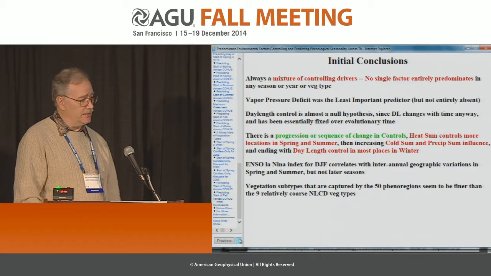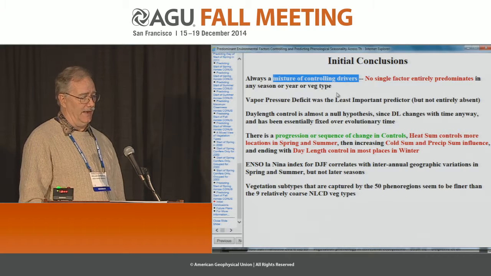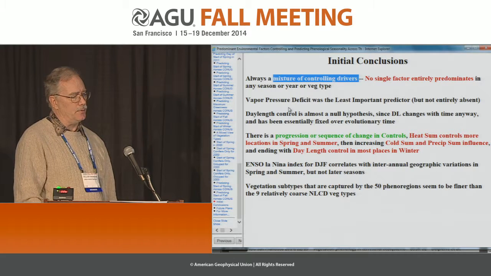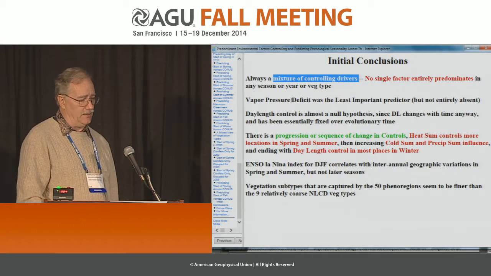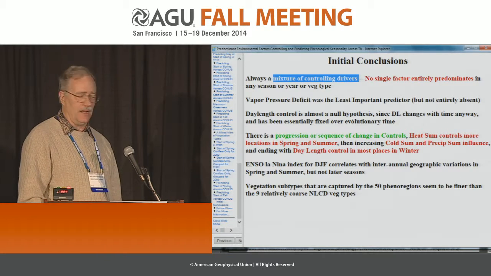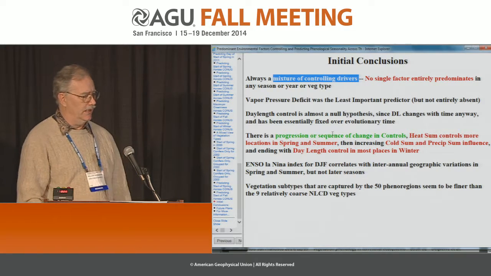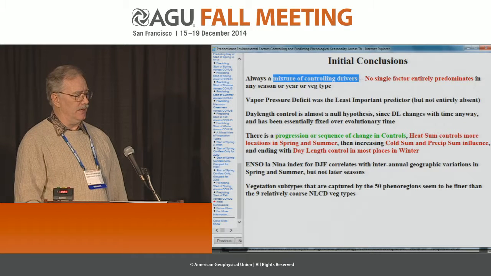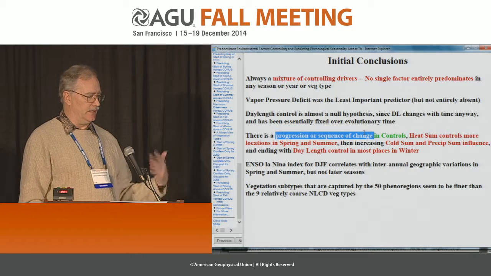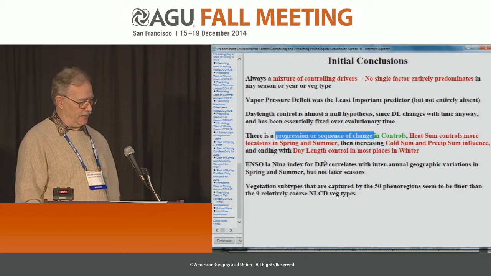So initial conclusions, it's always a mix. There's not anywhere or any when that a single factor is dominating. I think that's interesting. Vapor pressure deficit, of the 5, was the least important factor, but not completely absent. Day length control, I think, is almost a null hypothesis because day length changes with time anyway, and it's sort of been fixed evolutionarily. There's a progression we've seen across the year. So heat sum is predominant in spring and summer, and then cold sum and precip, and then finally day length. It becomes more important later.